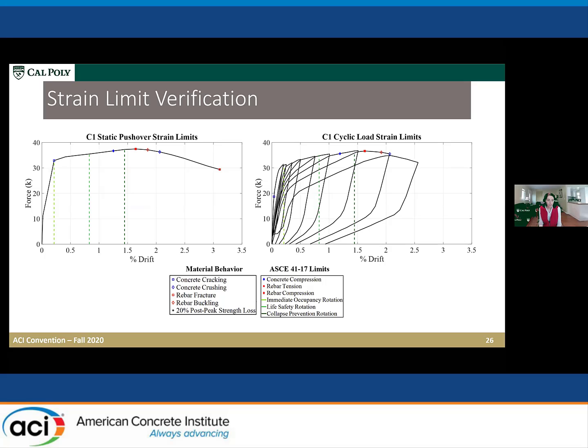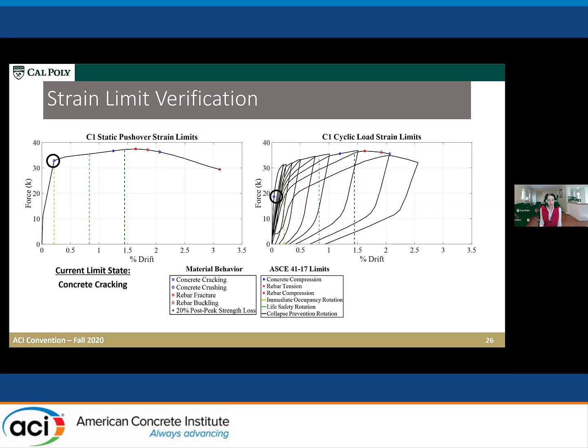So then we look at the strain limit verification. Just as a point, it is much more complex to make a cyclic model in PERFORM-3D than doing a pushover. So the students wanted to see if it was reasonable for a person to just go ahead with a pushover and not have to go through the whole process of doing cyclic analysis.